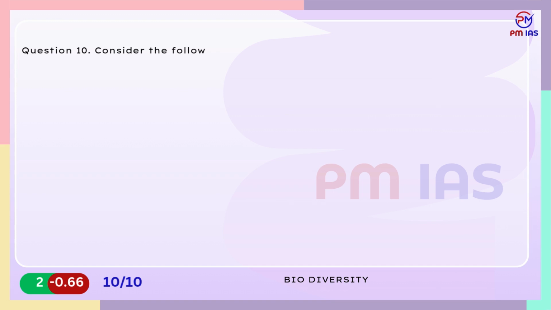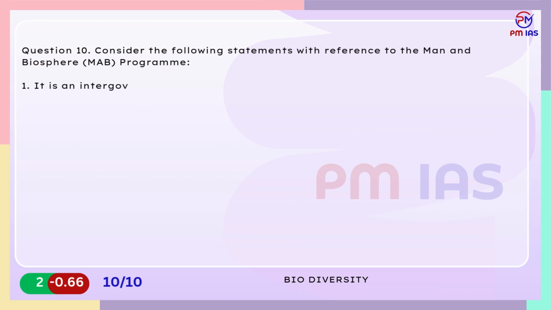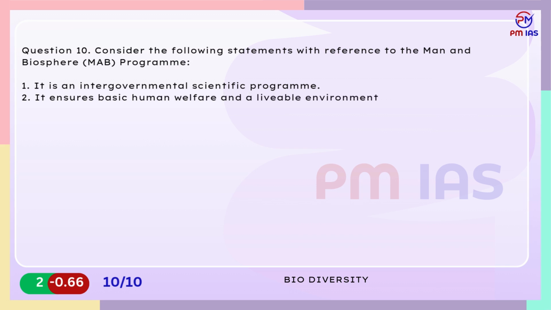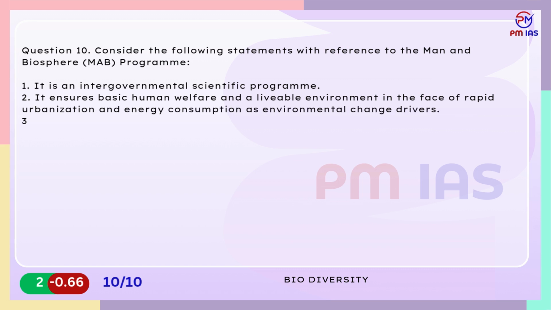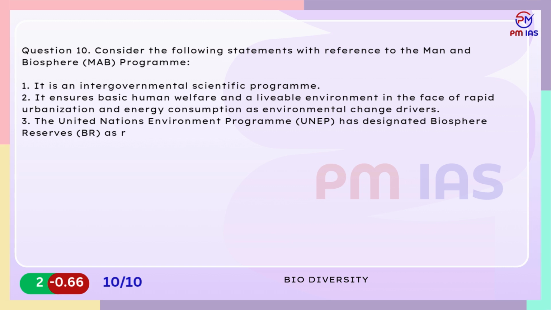Question 10. Consider the following statements with reference to the Man and Biosphere (MAB) Programme. 1. It is an intergovernmental scientific program. 2. It ensures basic human welfare and a livable environment in the face of rapid urbanization and energy consumption as environmental change drivers. 3. The United Nations Environment Programme (UNEP) has designated biosphere reserves (BR) as representative parts of natural and cultural landscapes. Which of the statements given above are correct?